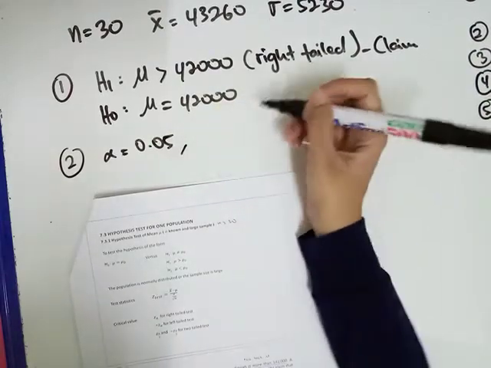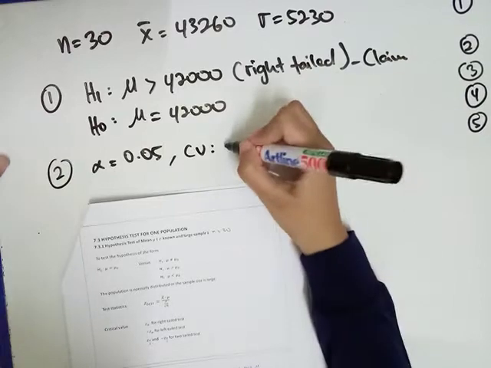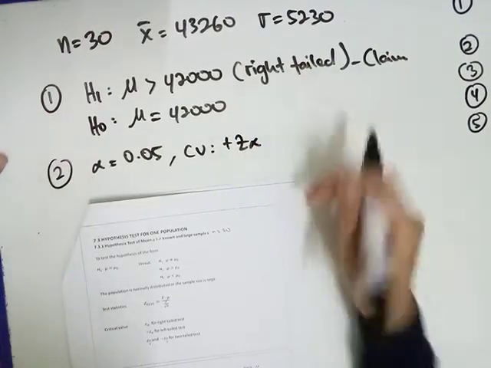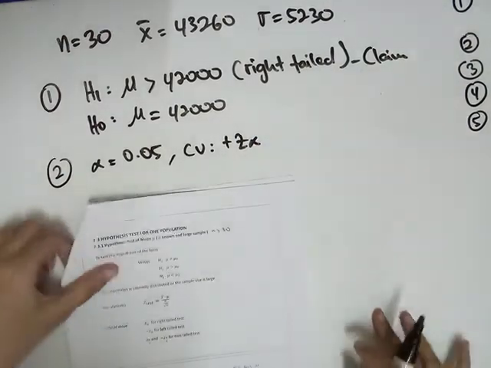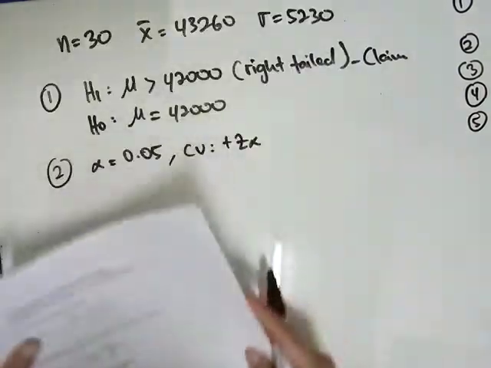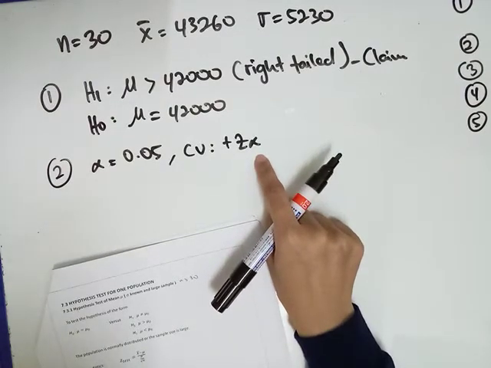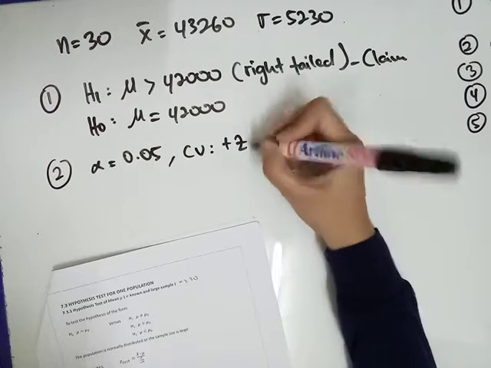So we need to find the critical value. Okay, disebabkan dia right tail, it is positive Z alpha. Okay, tengok pada notes tu. Okay, kalau right tail, it is positive Z alpha. Okay, so we know that alpha is 0.05.